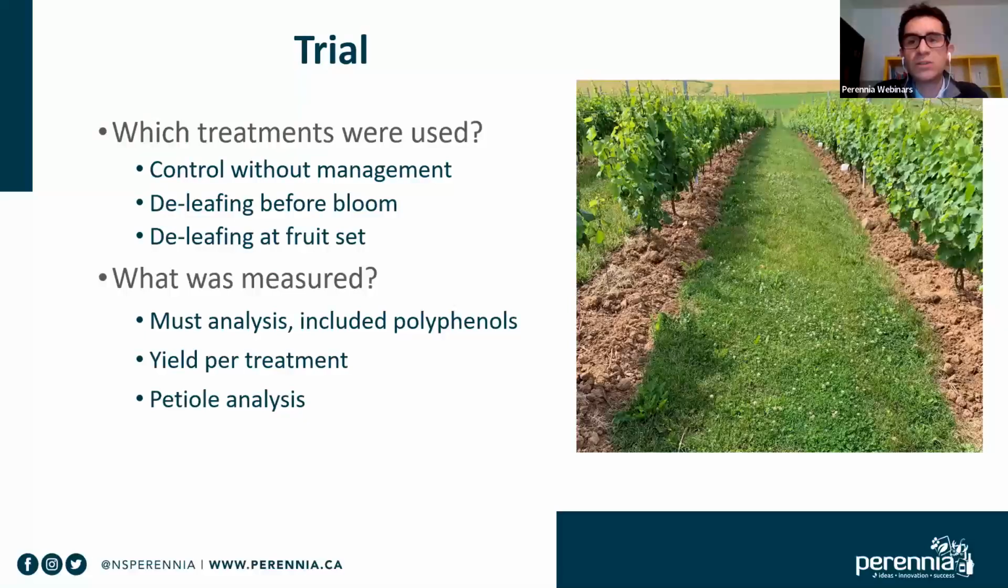So which treatments were we planning? Well, a control without management, obviously, just to leave all the canopy as much as we could without handling it, so it completely covers the bunches. Deleafing before bloom and deleafing at fruit set. I know there are two different timings that we are not used to doing in Nova Scotia, but we wanted to try. So what was measured? Well, must analysis included polyphenols, yield per treatment, and we also have some petiole analysis to see if we impacted something there as well.